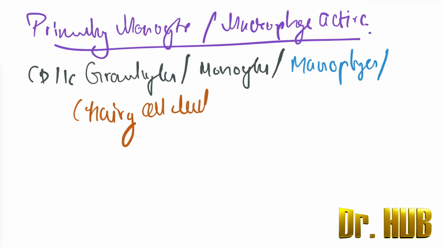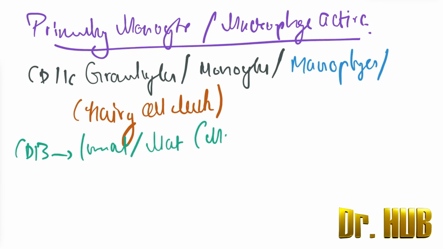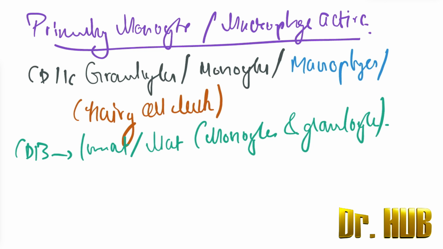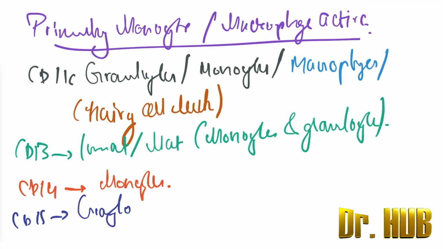Next is the CD13, which includes immature and mature monocytes, and also the granulocytes. Then comes the CD14, which includes the monocytes. Then the CD15 includes the granulocytes and the Reed-Sternberg cells and their variants.